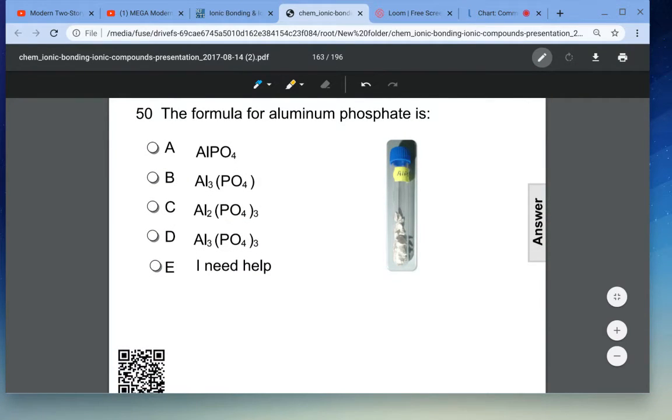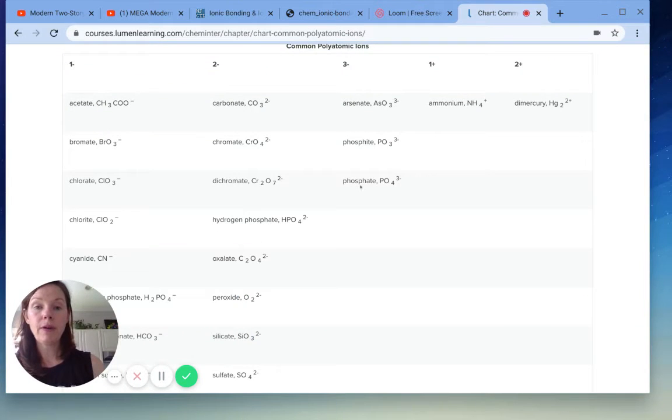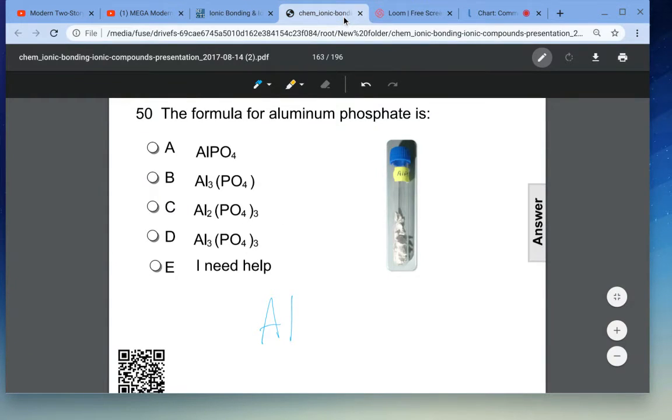All right, the formula for aluminum phosphate. So go ahead, we have aluminum. And then you go to your chart, phosphate. Phosphate is here. So PO4 is your box of cereal, and then the charge is 3-. You got to get the charge of aluminum. If you look on your periodic table, aluminum has a charge of +3. Go ahead, you would just crisscross here, and then you might have to simplify.